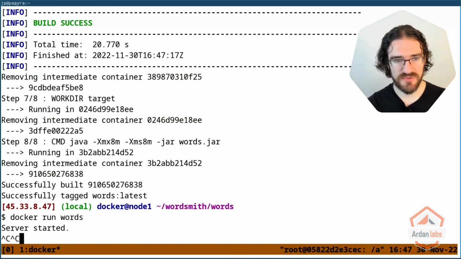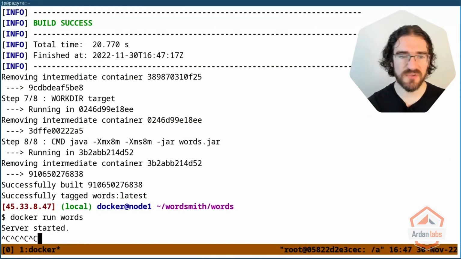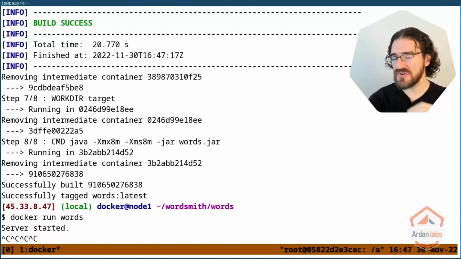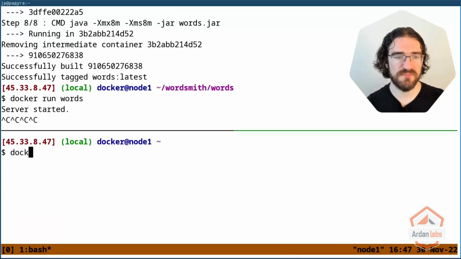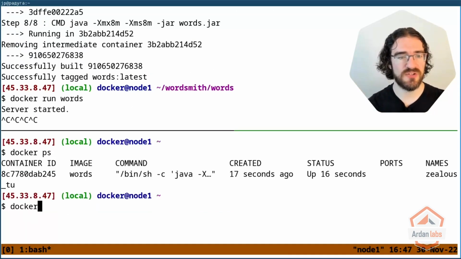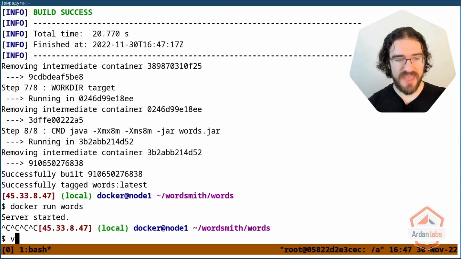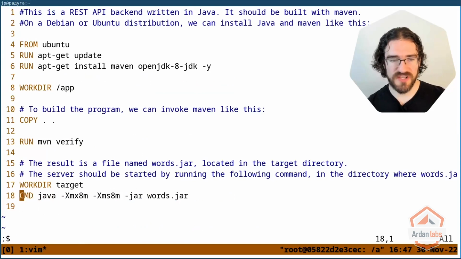Okay, now we do Control-C. Oh, it doesn't work. Well, guess what? This is exactly the same issue as what we had before with the Go program. So first things first, I'm going to docker kill that container. And then I'm going to use the JSON syntax here.